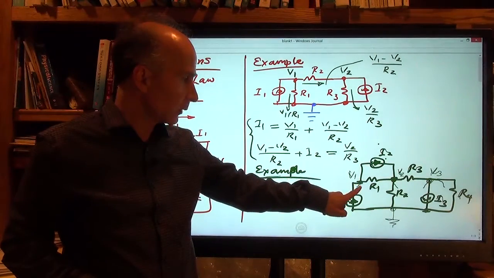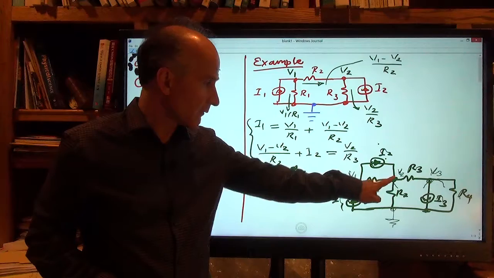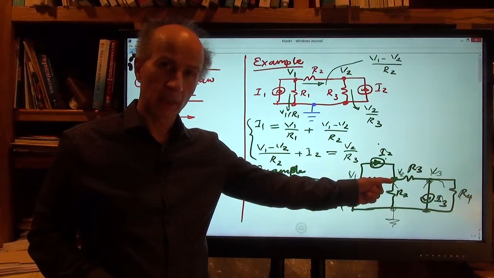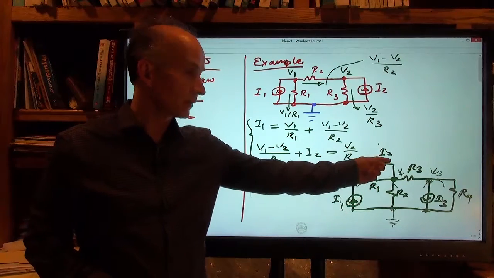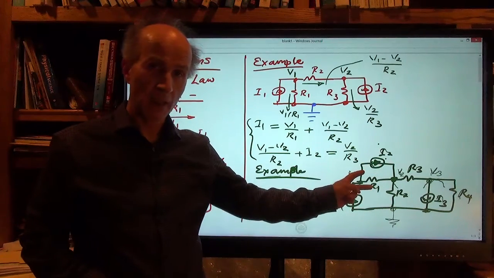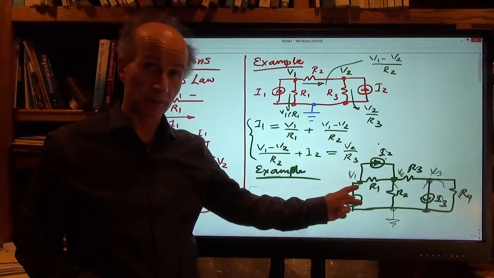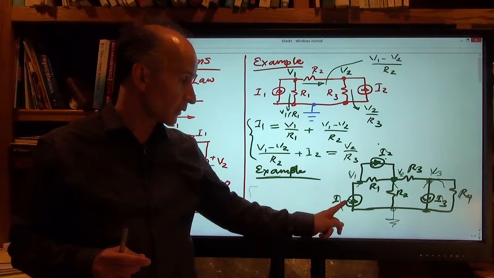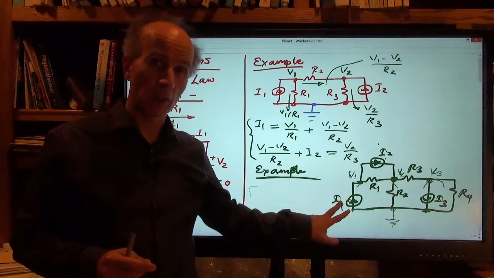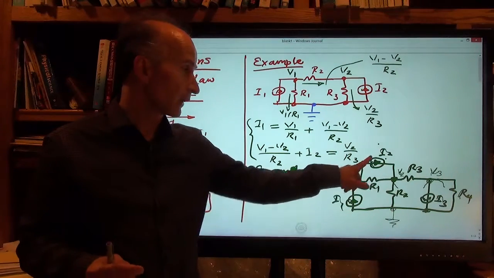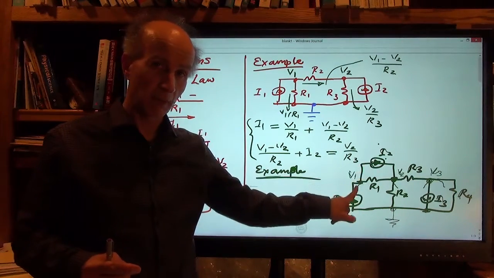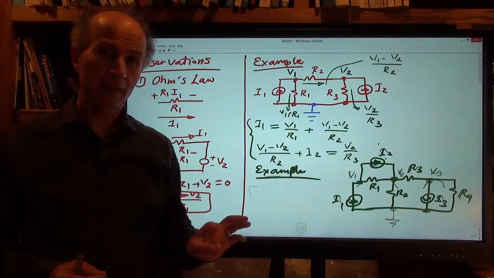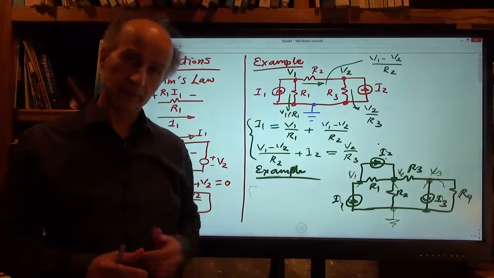So at this node, we have V1 minus V2 over R1, that is this current, plus I2. These are the two currents that are flowing out of this node. We equate the sum of the two to this current, which is flowing into the node. So I1 is equal to I2 plus V1 minus V2 over R1. That is the KCL at this node.